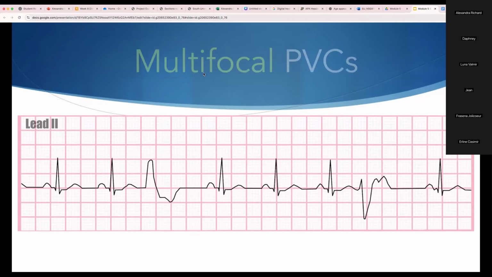Excellent, multifocal. So they're facing opposite directions or they're facing different directions. They look different because they came from multiple foci, multiple areas. Different areas of irritated cardiac muscle cells produced this. Okay, that's why it looks like that.